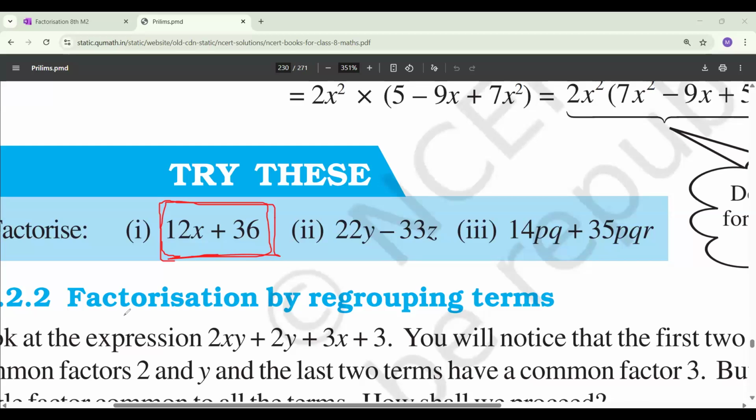Priyanka, we can take out much more common. 2 is a common factor, but it is not the highest common factor. You are left with 6 and 18. 6 and 18 do have a common factor. You can take that out. Okay, bache? Try it down. Like 12 and 36, the highest common factor is not 2. Think about what it can be.